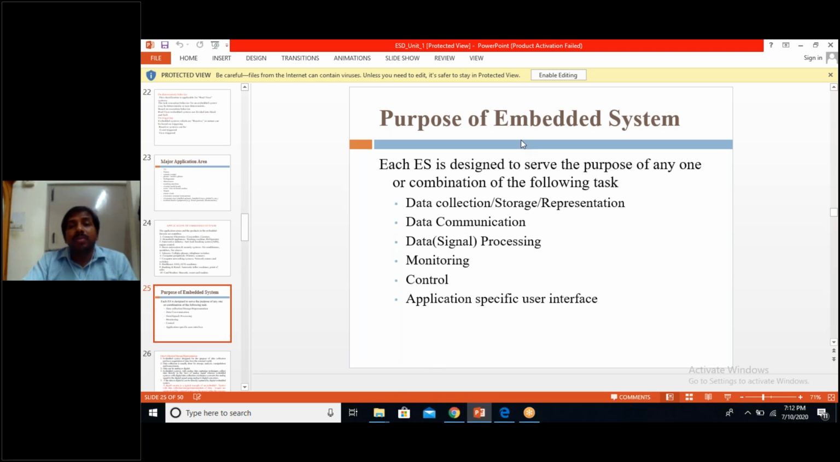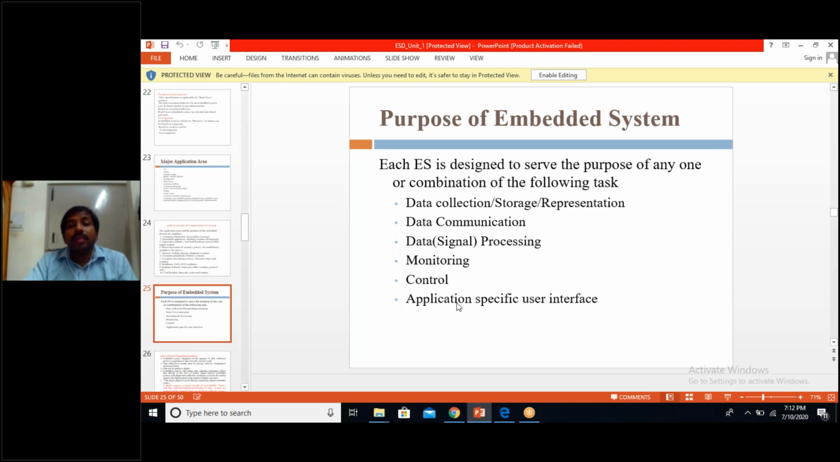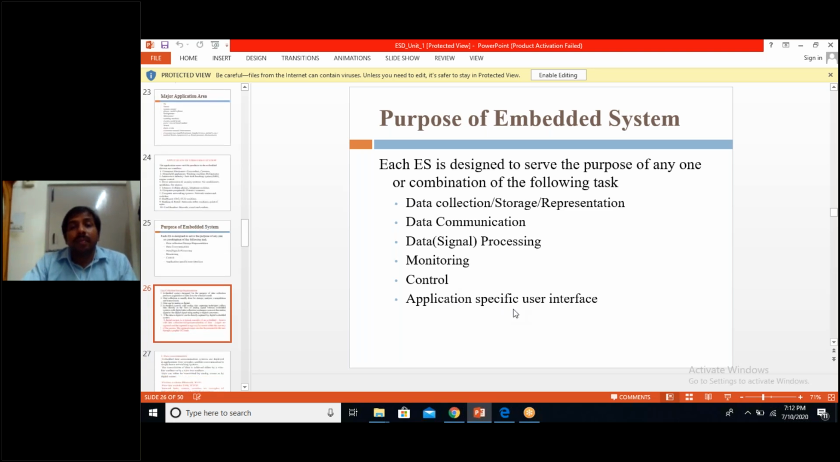The major purposes of an embedded system are these: we have to collect data, for example by a digital camera. We have to communicate using wireless and wired modems, routers, and switches. Then we have to do signal processing. Then we have to do monitoring by displays, and controlling of some parameters. Then we have to use application specific user interfaces such as buttons, displays, and keypads.